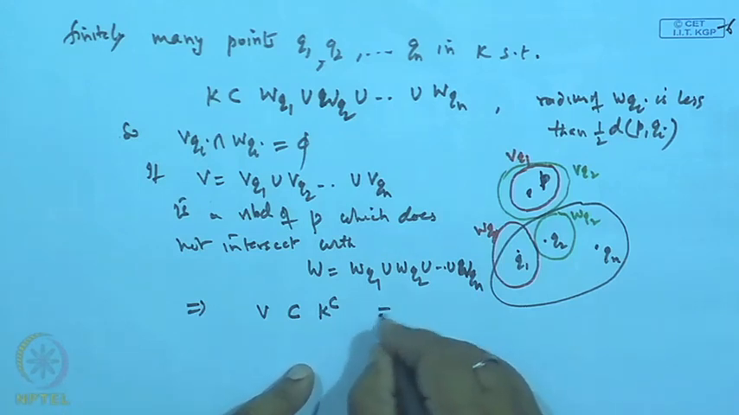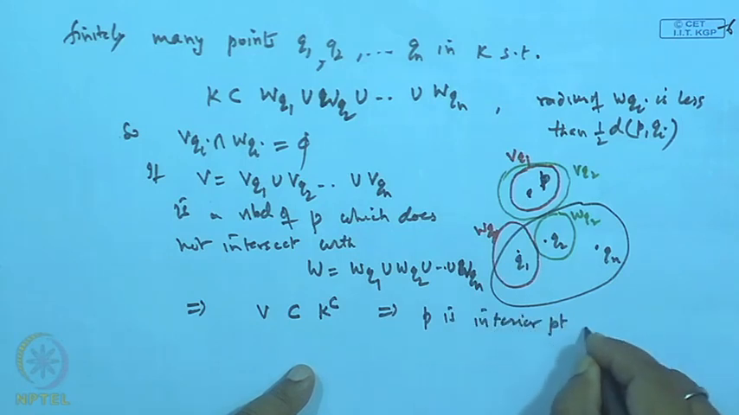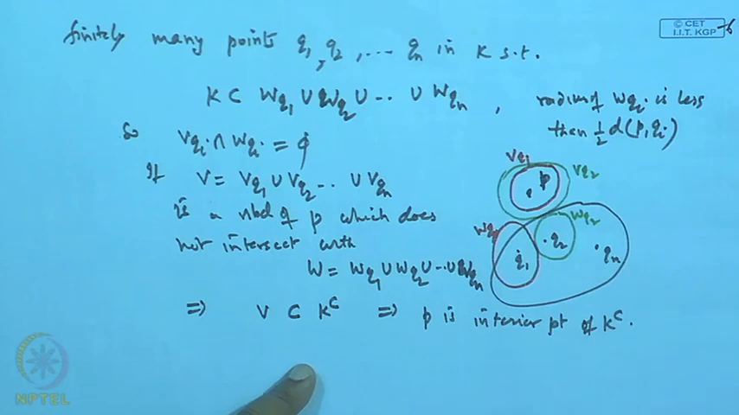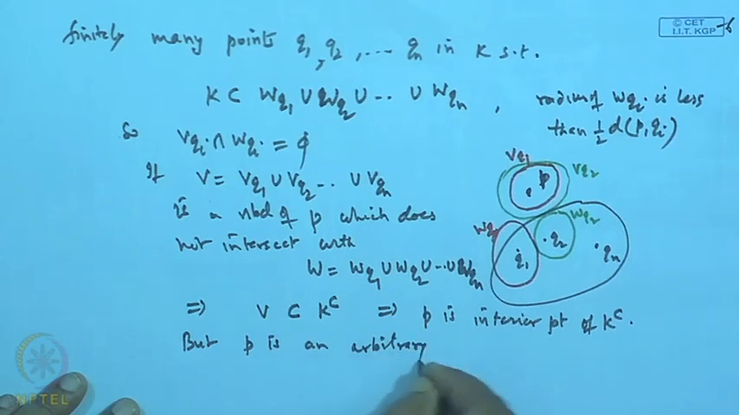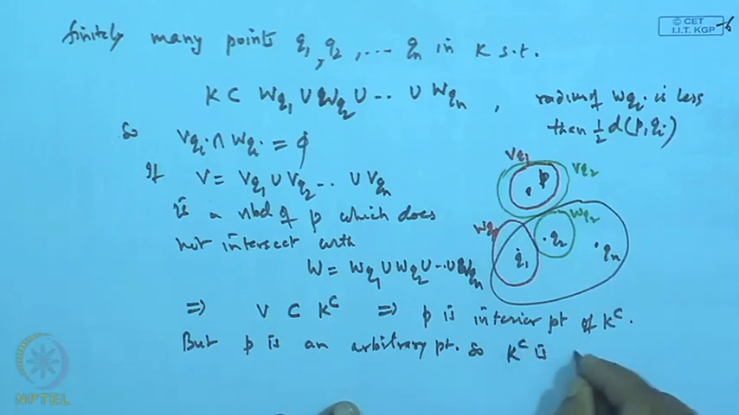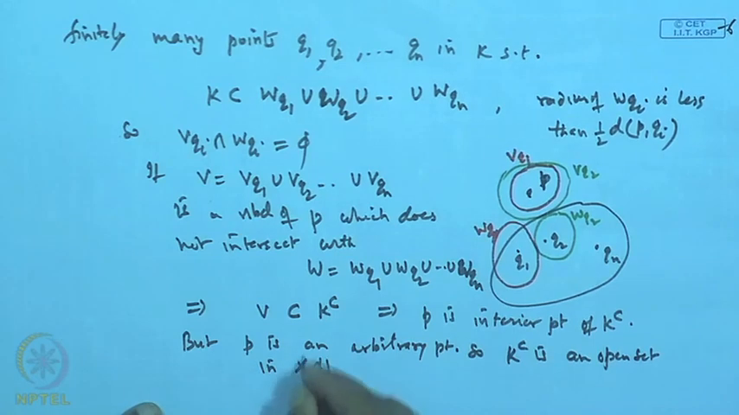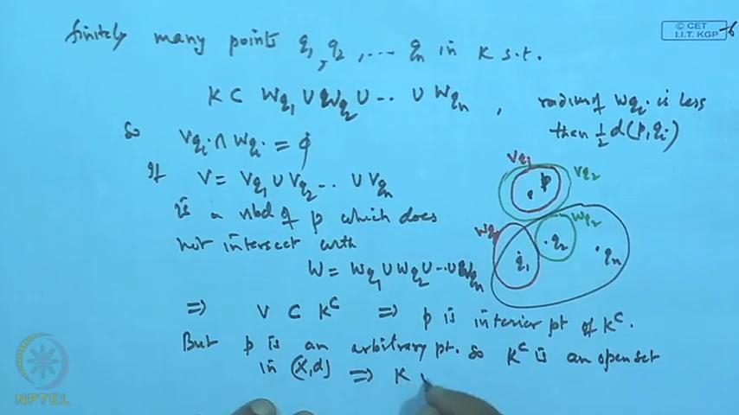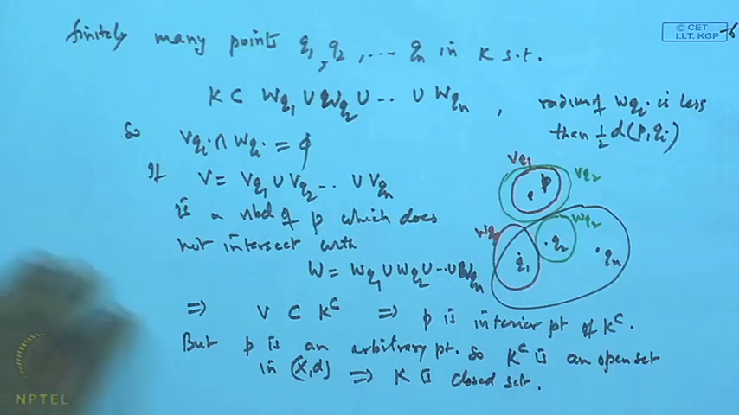Therefore, P is an interior point of K complement, but P is an arbitrary point. So, this shows that K complement is an open set in X. Once it is open, then K must be closed. So, every compact subset of a metric space is a closed set, and that is what we proved.